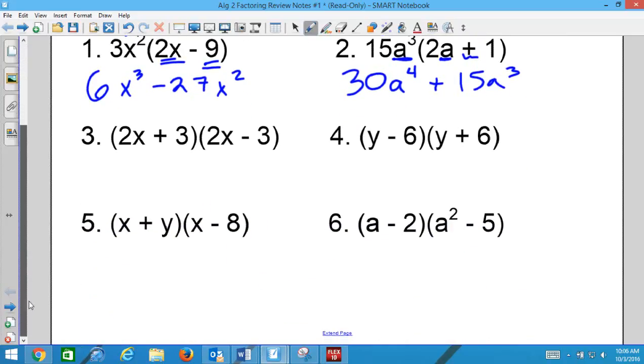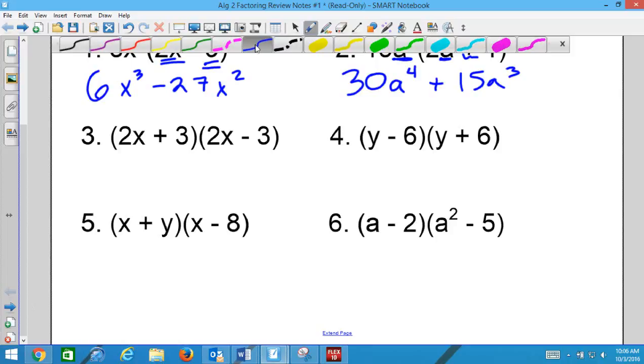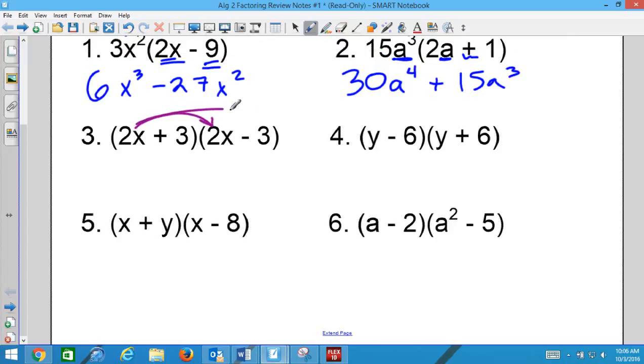Number 3. We have two terms multiplied by two terms. So we are going to do the distributive property twice. I'm first going to do the distributive property with 2x. So I take 2x times 2x. 2 times 2 is 4. X times x is x to the second.